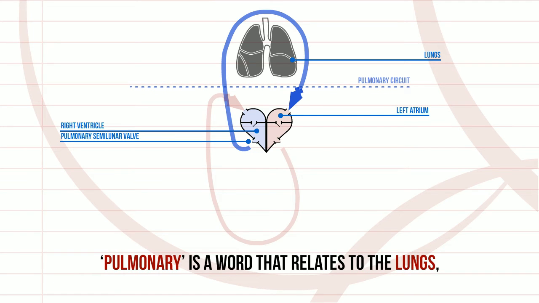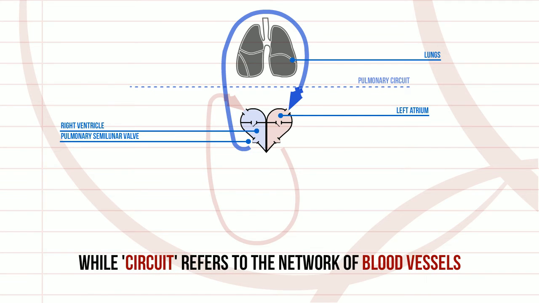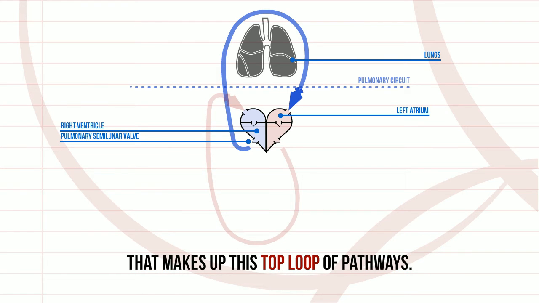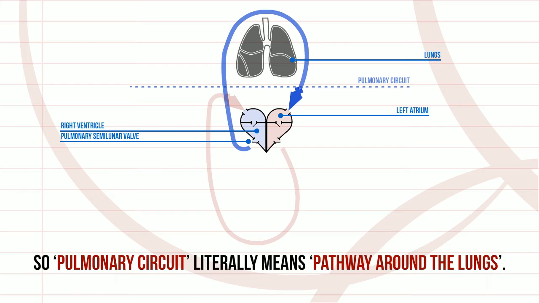Pulmonary is a word that relates to the lungs, while circuit refers to the network of blood vessels that make up this top loop of pathways. So pulmonary circuit literally means pathway around the lungs.